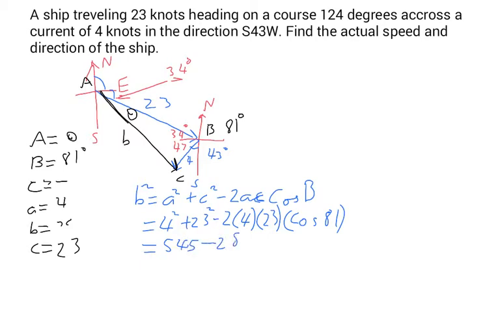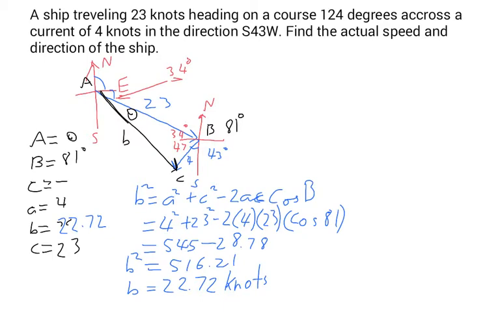take 28.78 equals 516.21. That's b squared. So b is going to be the square root of that, which equals 22.72 knots. So that's the actual speed of the ship. Okay, 22.72. Now, with that information, we can go on to find the bearing that it's on.